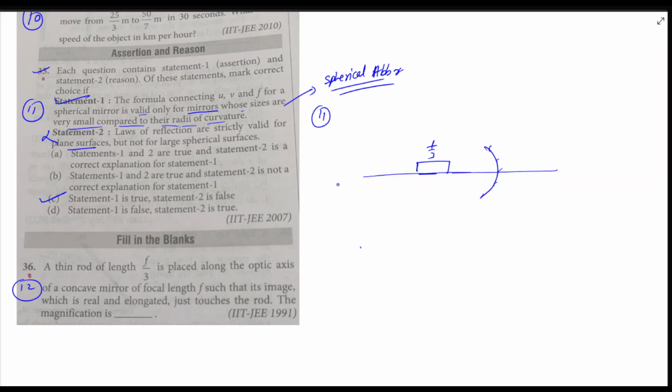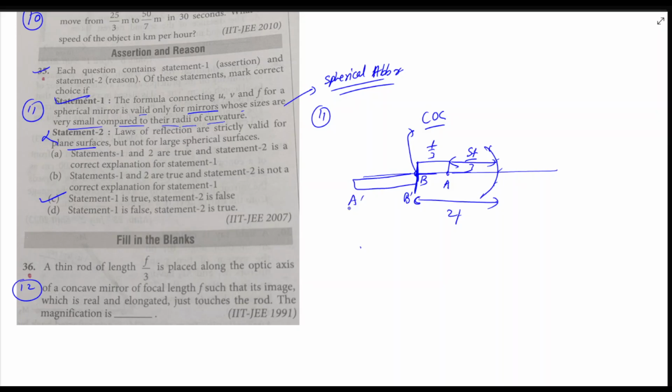So if it is real, then the image must be here somewhere. And if it is just touching, the situation must be like this, just touching. So this point must be at C, right? Perfect. So C means this is 2f. So this distance is actually 2f, right? Because this is actually the center of curvature. Okay, so if this is 2f, then this distance will be 2f minus f by 3. So it will be 5f by 3. So let's say this is A, this is B. So B is here, then B dash will be here, and A dash will be here.